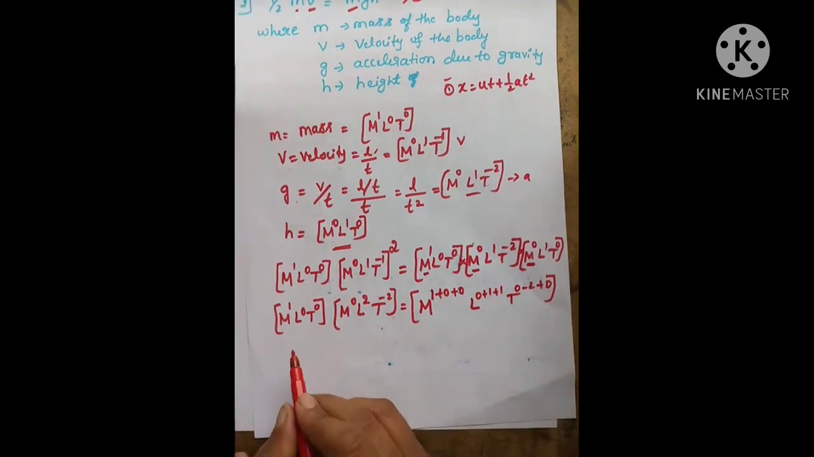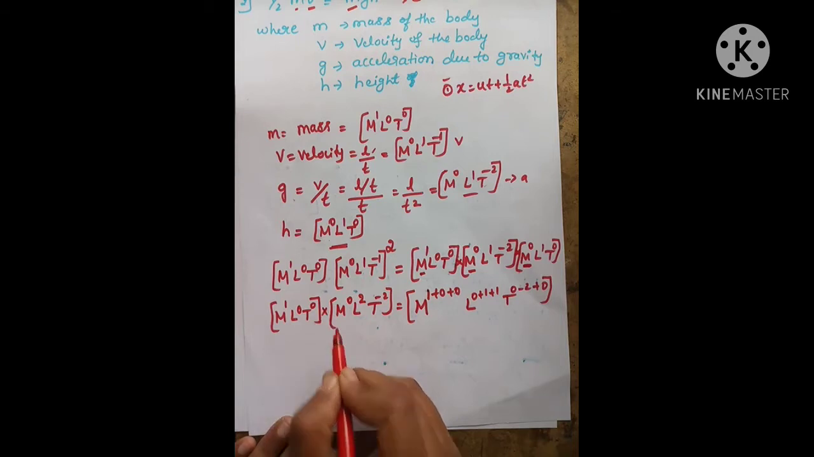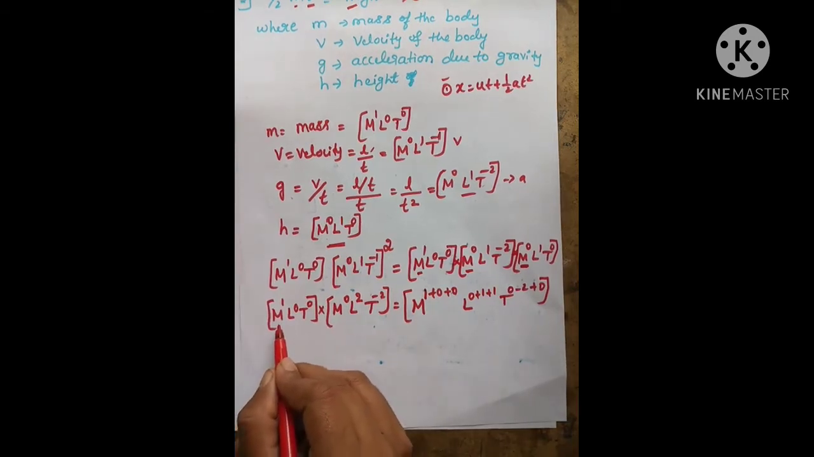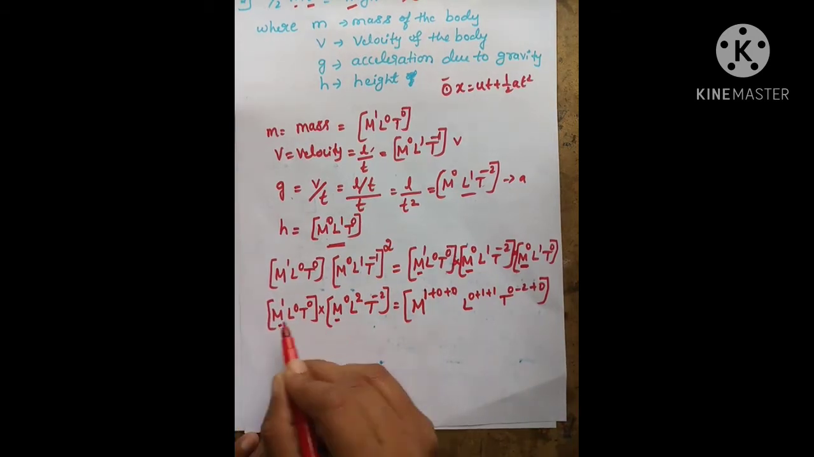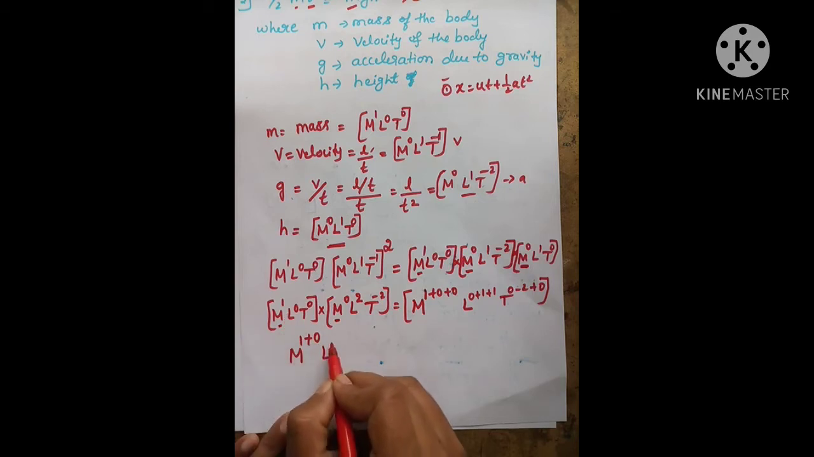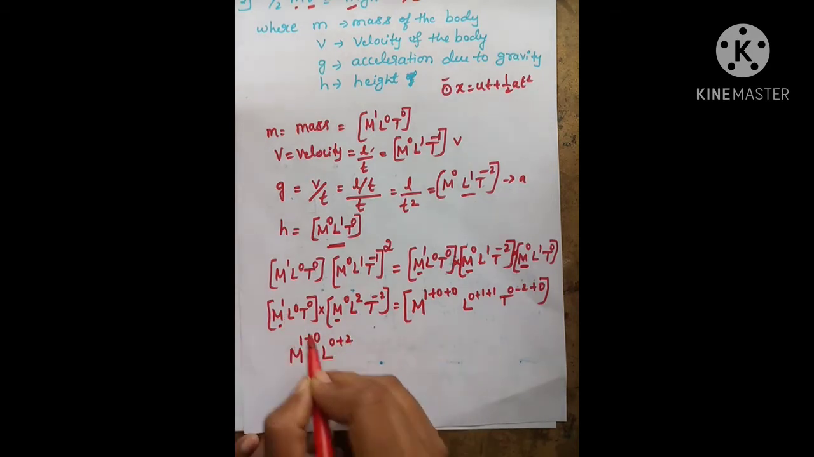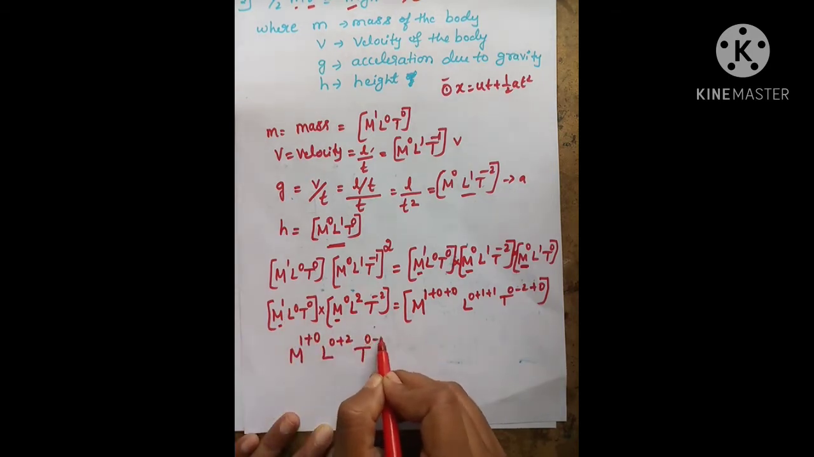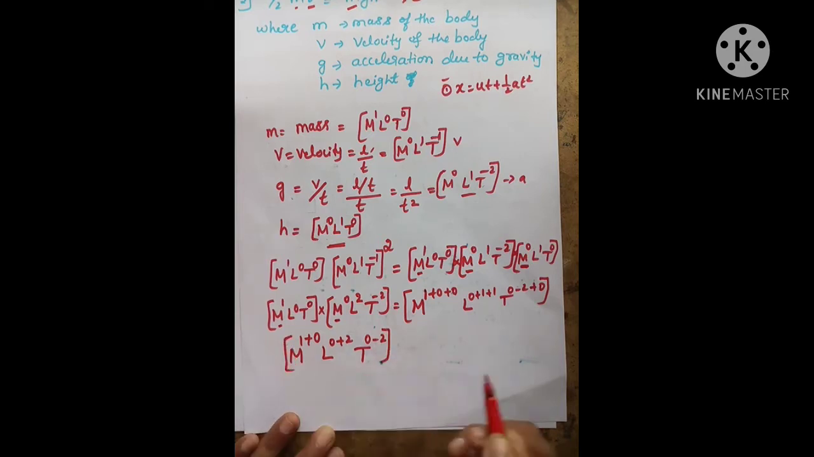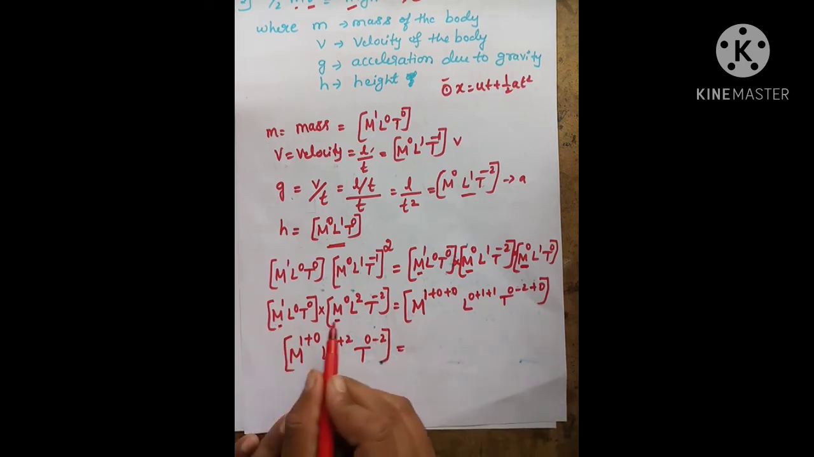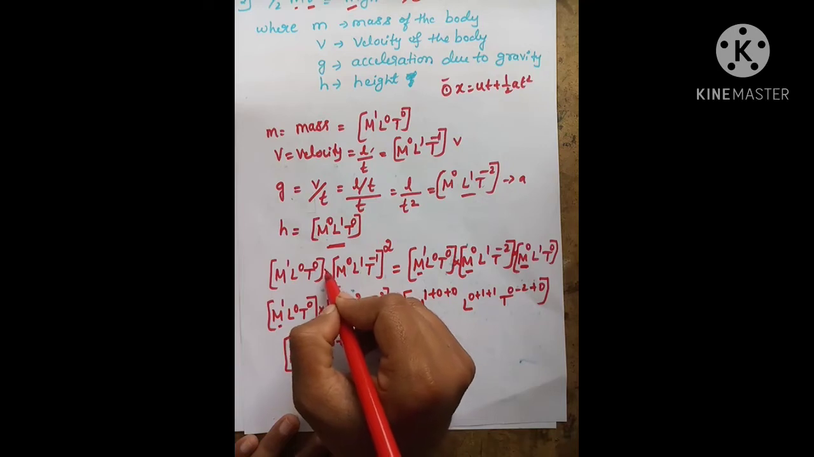Now in the LHS, here also a product is there. Therefore, if the bases are same, add the powers. M to the power of 1 plus 0, L to the power of 0 plus 2, T to the power of 0 minus 2. If the bases are same, we must add the powers when there is a product.